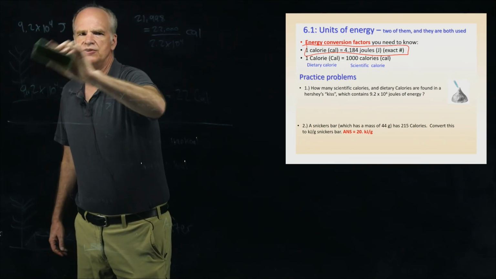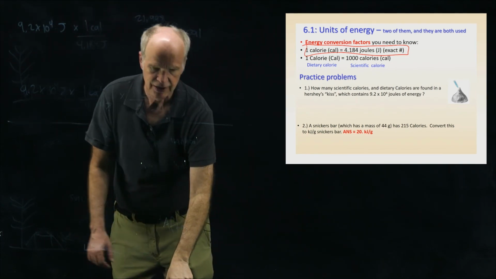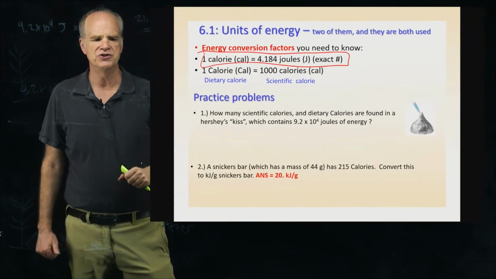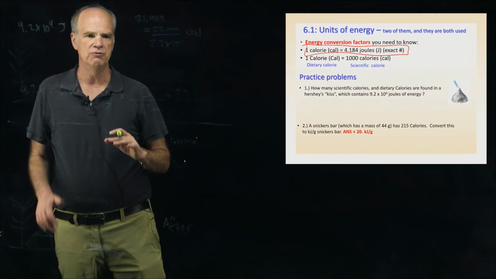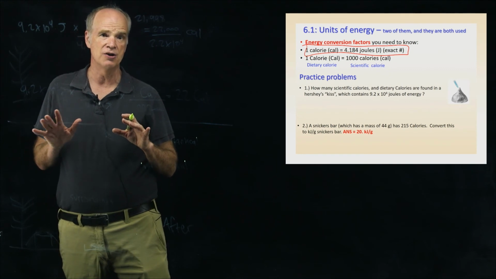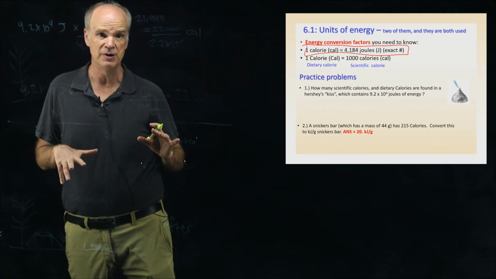Okay, second problem, a little trickier. It says, a Snickers bar, which has a mass of 44 grams, has 250 dietary calories. Convert this to kilojoules per gram Snickers bar. Okay, so this is a little bit trickier. So we're having a Snickers bar. We're told the mass of the Snickers bar is 44 grams. We may use that information later.